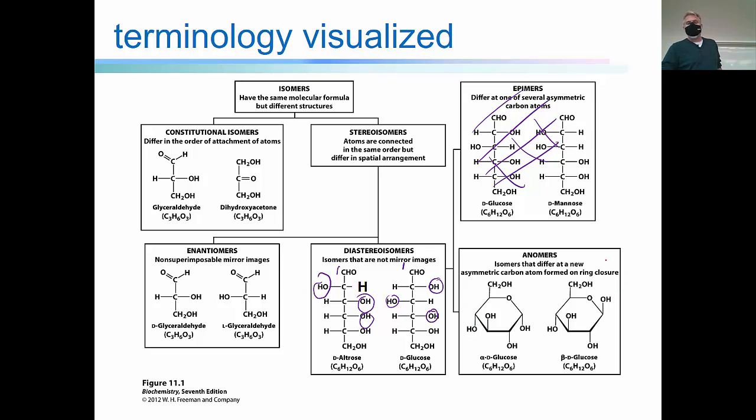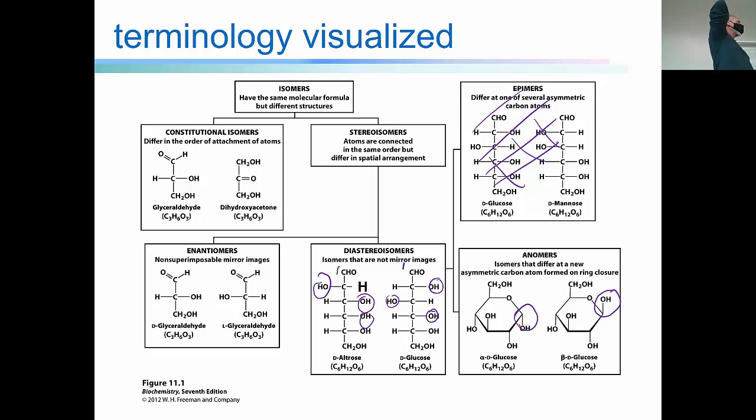And then here we have the anomers. The anomers are identical except for the location of the hydroxyl group. And that anomeric carbon, the anomeric carbon in an unmodified carbohydrate, which will be the examples we'll see, will have a hydroxyl group on it.